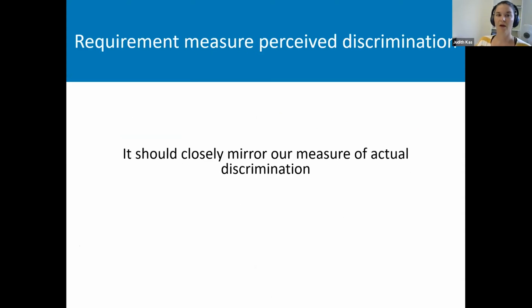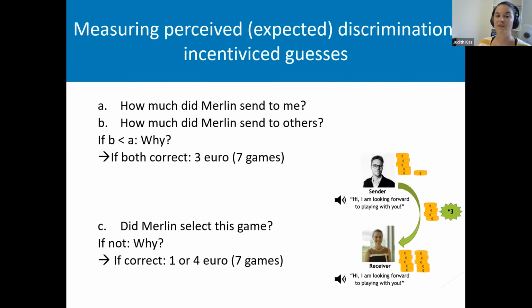All right, so now we have our measure of actual discrimination. Now we're measuring perceived discrimination, and as you remember, this should closely mirror our measure of actual discrimination. So what we do is, after playing all these 11 games, we let people go back to each of these games, show the pictures again, show the recordings again.